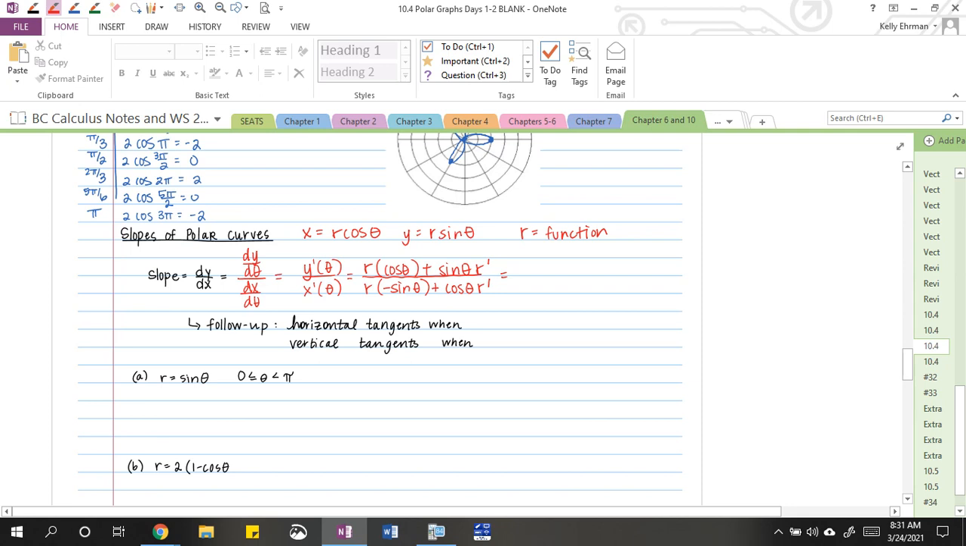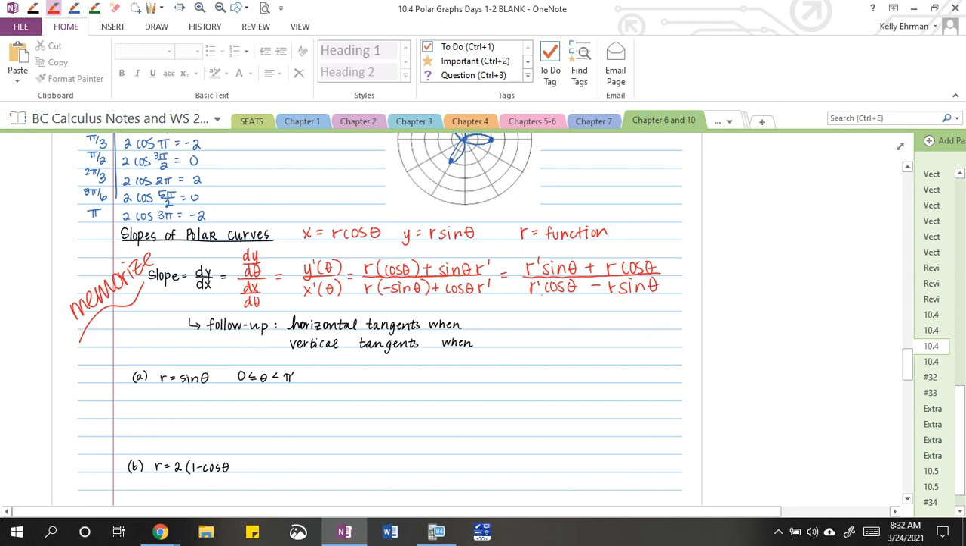Now I'm going to rearrange this formula so it's in something that's easier to remember. It is definitely going to make your life easier to memorize this formula for dy/dx when things are in terms of slope, so that you don't have to derive this little thing every single time. So I start with the r primes in front: r prime sine theta plus r cosine theta, and then here, r prime cosine theta minus r sine theta.